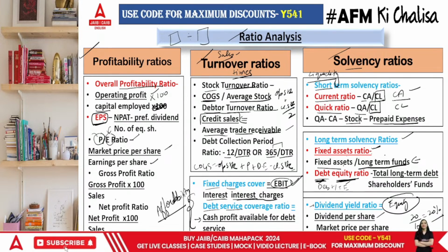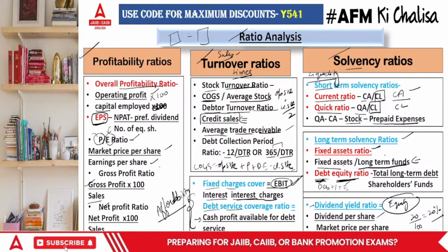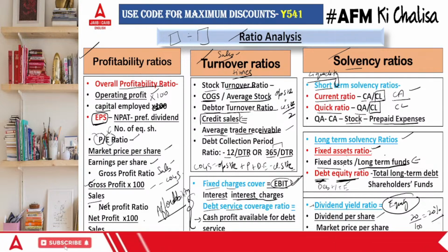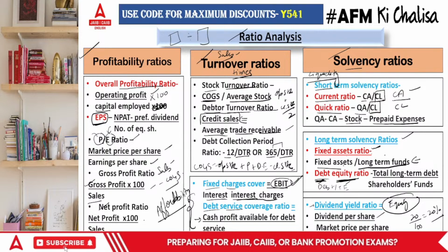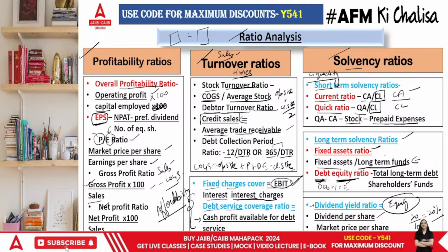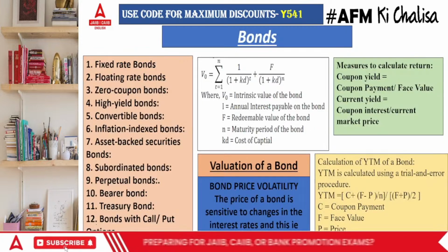GP and NP ratio is the ratio. Take your GP divided by sales, take your NP divided by sales. How is GP calculated? From your sales, remove your COGS, everyone. From the sales value, remove your cost of goods sold. That will give you GP, and then when you remove all the indirect expenses and add back all the indirect incomes, this will give you NP. This is how we define the profitability ratios.